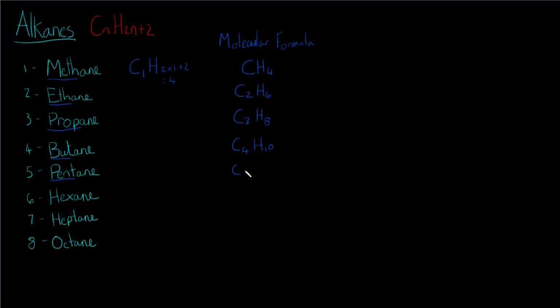Pent is 5, and we would have 12 hydrogens. Hex is 6 with 14 hydrogens. Hept is 7 with 16 hydrogens, and last but not least we've got oct with 18 hydrogens. So see how I've used the prefixes there to figure out the number of carbons, and I've then used the general formula to figure out the number of hydrogens.